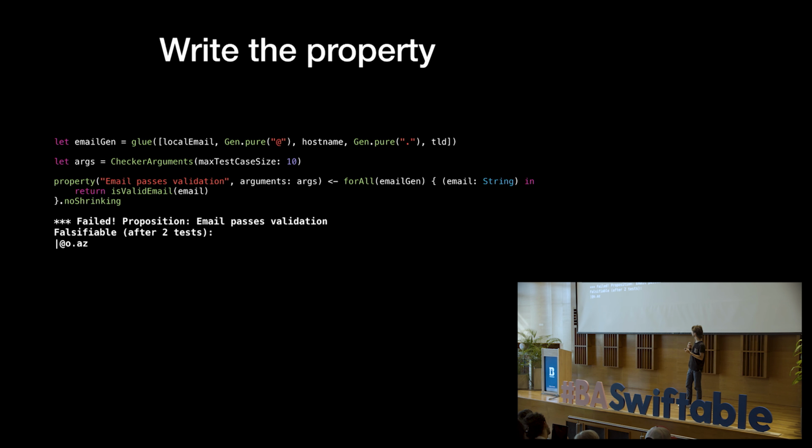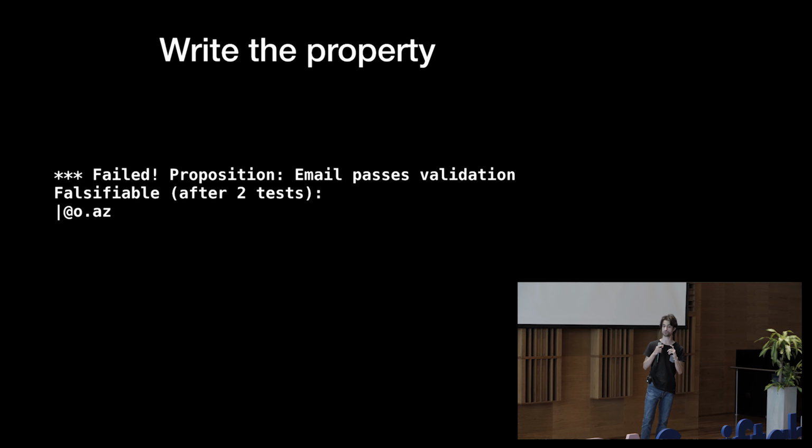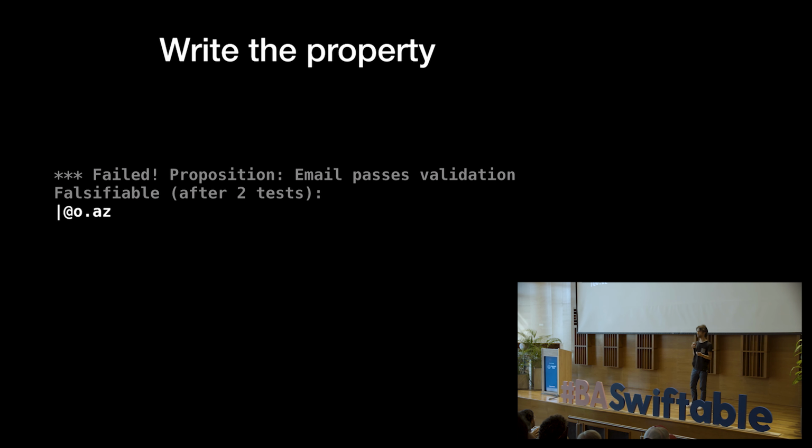And if we run this test, we're going to see this. And we're going to see that after only like 2 iterations, we found the bug, because it turns out that this email address, which is pipe@o.az, is a valid email address. It can exist, but the regex that we found on the internet does not recognize it as a valid email.